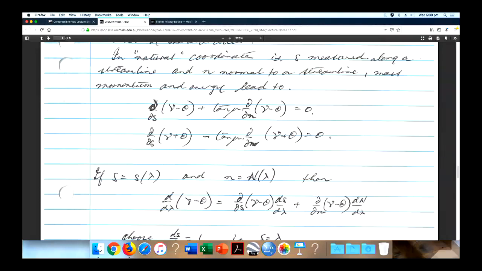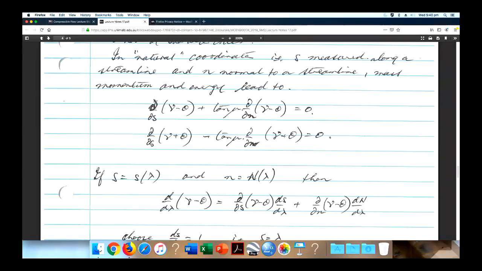dds of the Prandtl-Meyer function nu minus the angle theta, plus the tan of mu, where mu is the Mach angle, ddn of nu minus theta equals zero. And the other equation, from the energy equation, is dds of nu plus theta, minus tan mu ddn of nu plus theta equals zero.